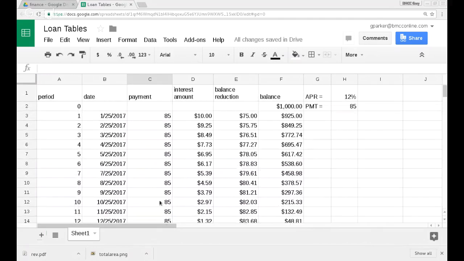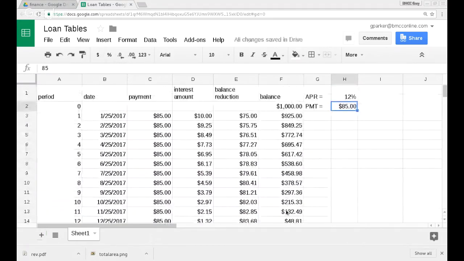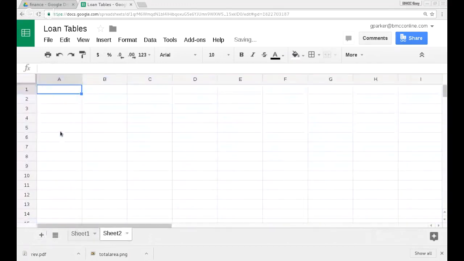If I want all these to be dollars, I can highlight them all and format them, or format their reference cell, and bang. Beautiful dollars and cents. Okay, so we're going to put another twist on this. I'm going to copy this whole sheet, Control-C on the keyboard, add a new sheet, and Control-V to paste it in.